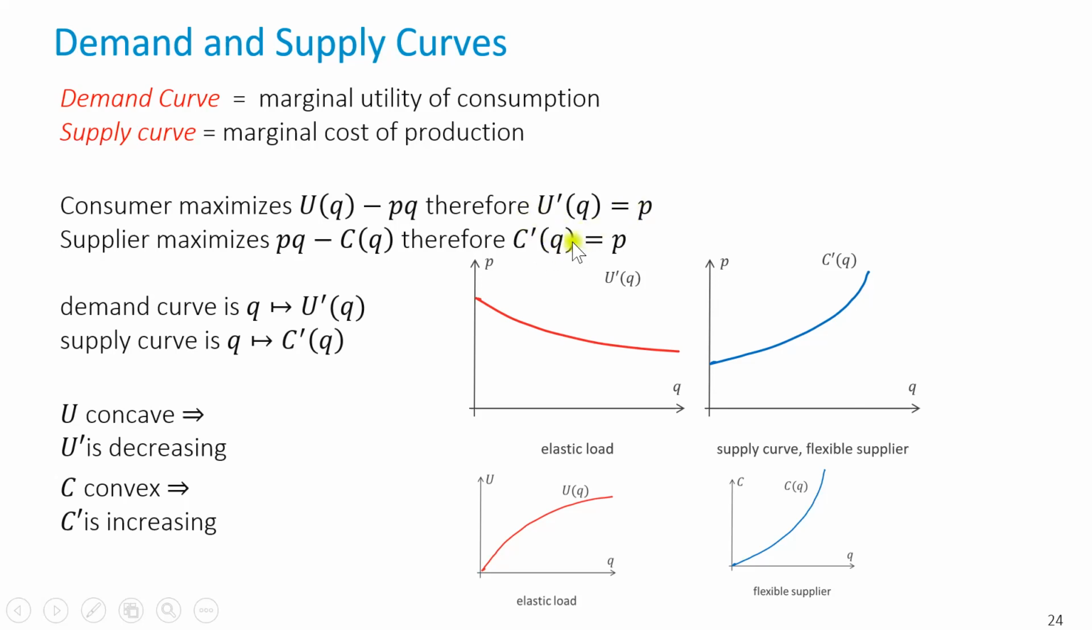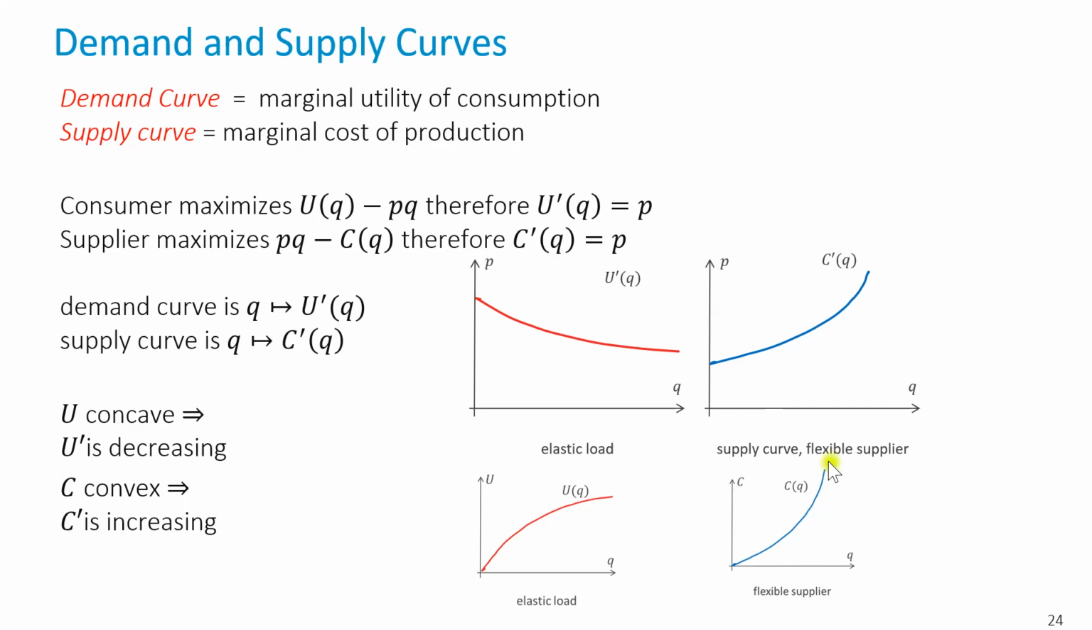So that gives an easy interpretation of how markets and dynamical economical systems work. What matters is not those functions that we saw before, but their derivatives. So if I have, for example, this elastic load, which is a concave function, it means the derivative is decreasing. That would be the derivative, which is called the demand curve. The demand curve is the derivative of the utility of the consumption. And similarly, the supply curve is the derivative of the cost function of the supplier.